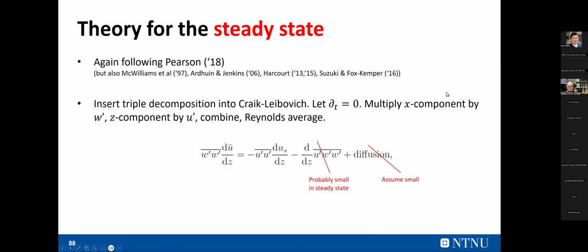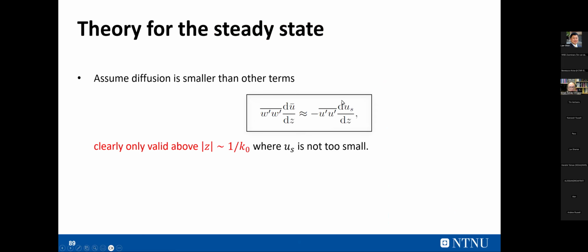For the steady state, we go back to Pearson. Again, you take the two different components of the Craig-Leibovich equation, go through a bit of maths, combine them, do the Reynolds average, ignore a couple of terms, which may or may not be warranted, but you end up with this equation. It's clearly only valid very near the surface because we've ignored a number of terms as being a lot smaller than this, which is the Stokes drift. Anyway, as you can see, this is the Eulerian current gradient on the left and the Stokes drift gradient on the right.